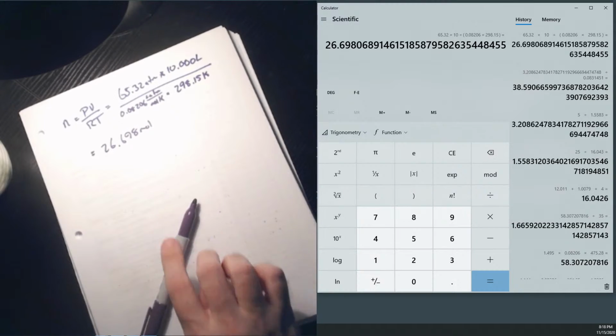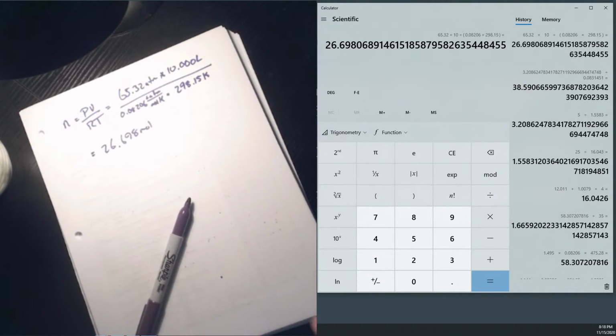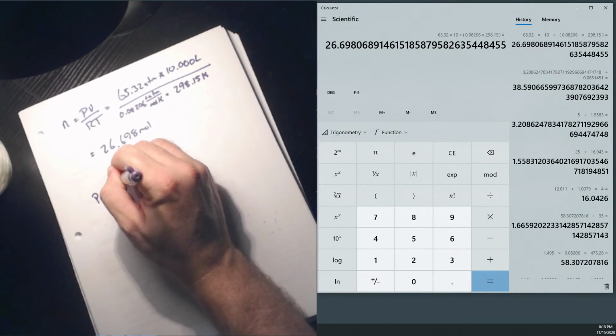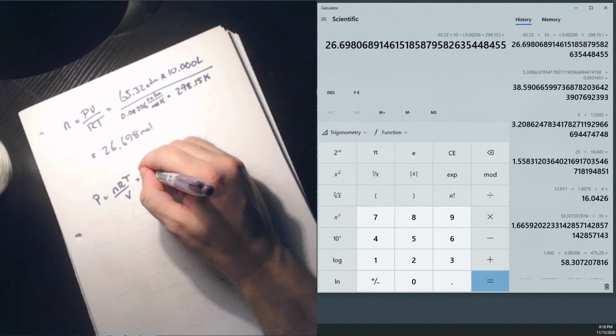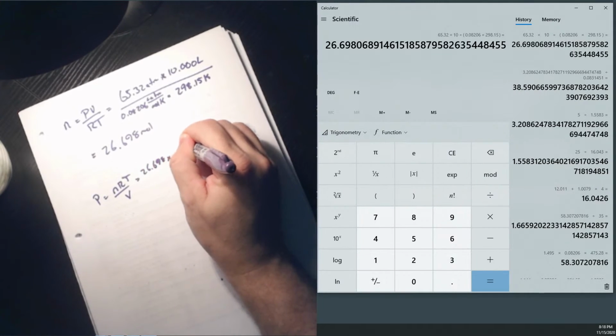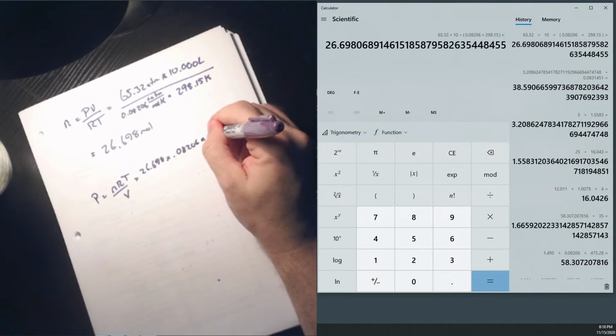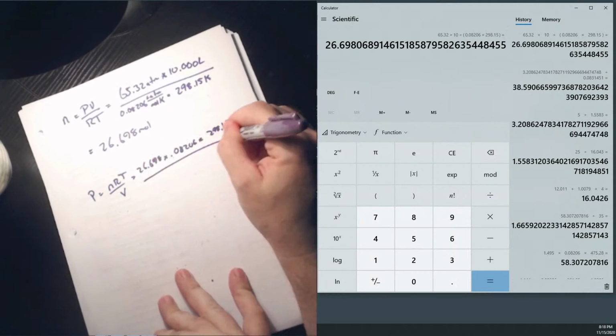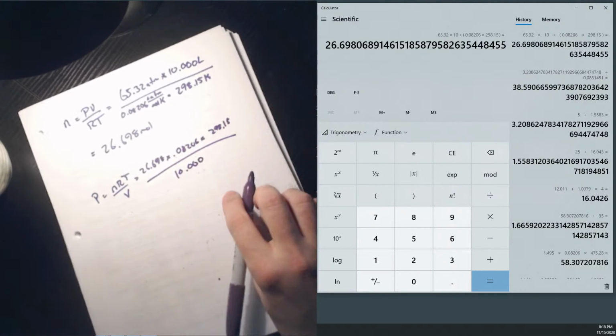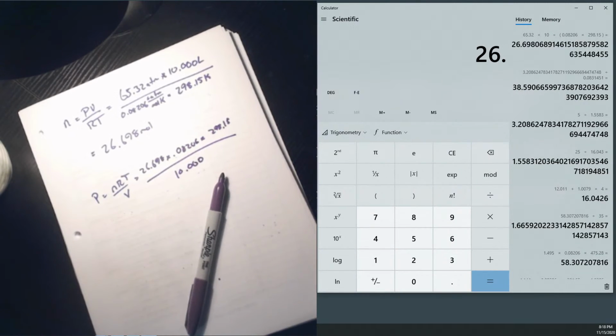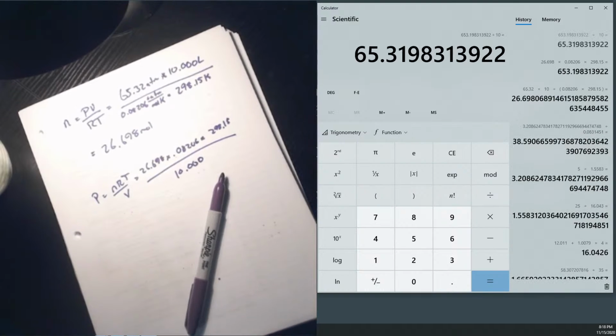Let me think. So let's see. P equals nRT over V. So if we had 26.698 times 0.08206 times 298.15 in a 10-liter tank, would that really be 65 atmospheres? 26.698 times 0.08206 times 298.15, divided by 10, so 65.32. Yeah, wow. Okay, so double checking my math, I did not make any mistakes when I put it in the calculator. So yeah, 26.698 moles.